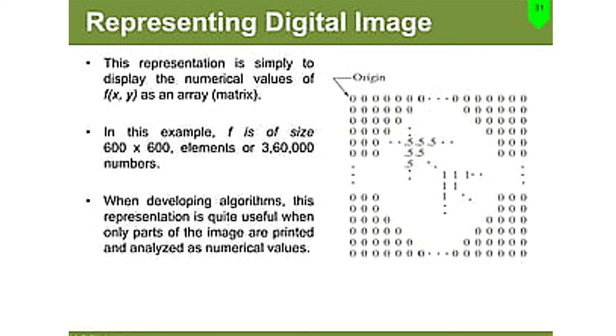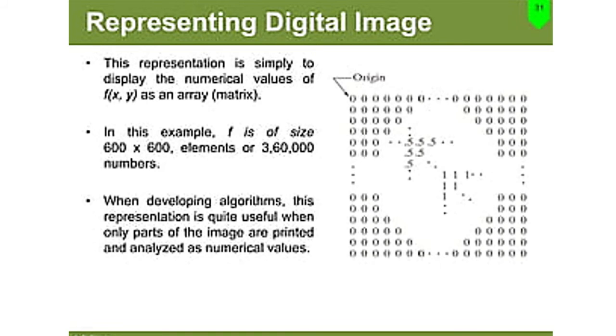This representation is usually used to display the numerical values as an array. In this example, f is of size 600 cross 600, so how many elements do we have? 6 into 6 is 36, so 360,000 numbers. That many pixels we will have. When developing algorithms, this representation is quite useful when only parts of the image are printed and analyzed as numerical values.